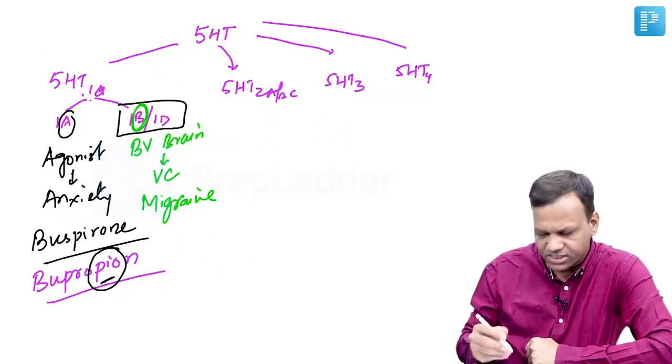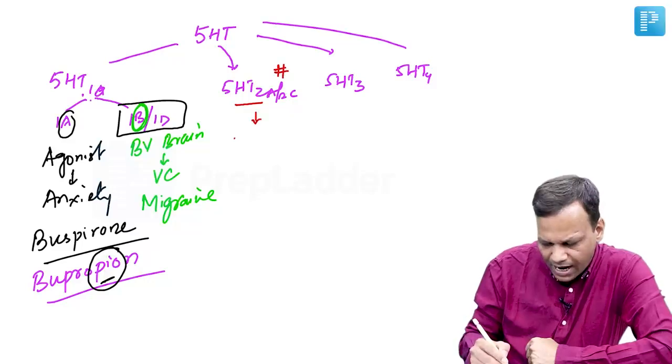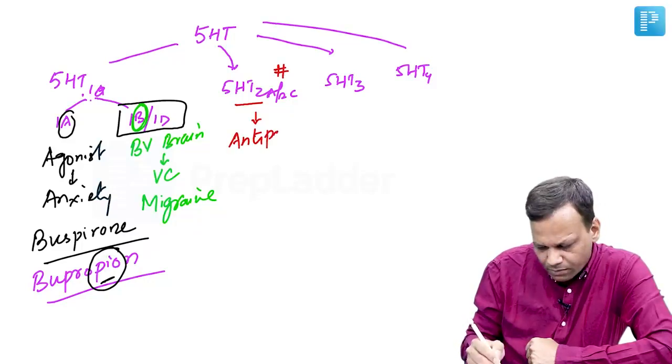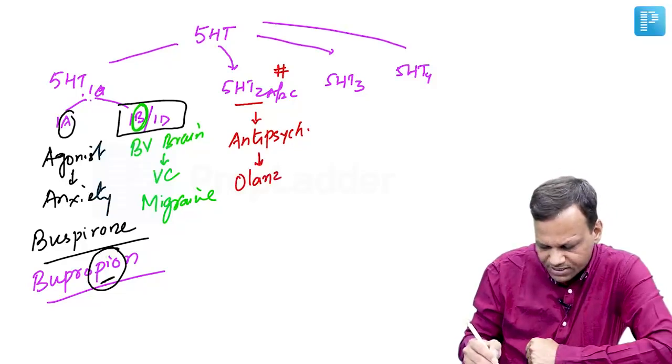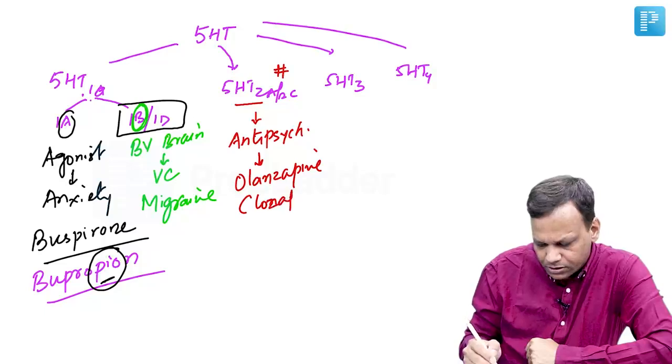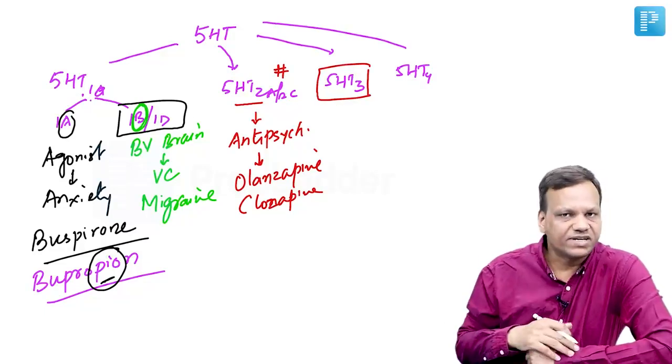Then apart from 5-HT1, coming to 5-HT2 receptors, the drugs blocking 5-HT2 receptors are antipsychotic drugs, particularly atypical antipsychotic drugs like olanzapine, clozapine, etc. They are 5-HT2 blockers. Then 5-HT3 causes vomiting. It is present in CTZ.